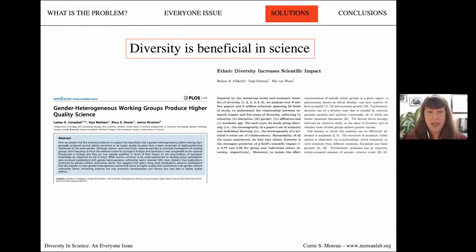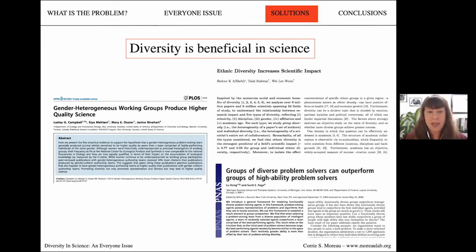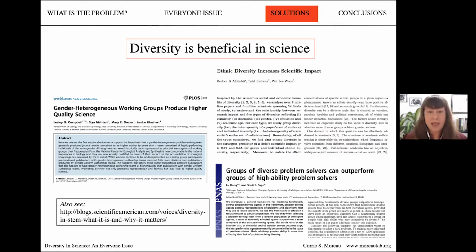In addition, we also have seen similar things play out with ethnic diversity. It also increases scientific impact. And interestingly, even when you get problem solvers, so in this case, they took groups of high ability problem solvers versus groups of diverse problem solvers, what they found is that the high ability problem solvers were actually outperformed by a diverse group of problem solvers just because of having unique perspectives on how to overcome these issues. There's also a blog if you are interested in looking into this issue further.